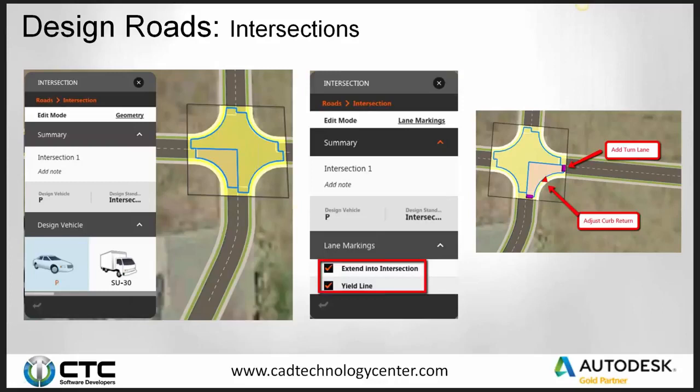And then when you have it clicked, if you click on the purple grips, I can actually add a turn lane. So I got an acceleration lane here, and I have a deceleration lane here. Great tools with the intersections.